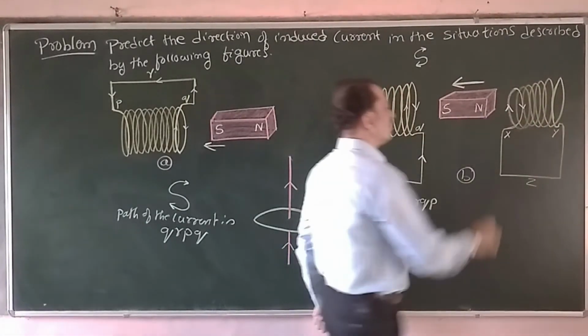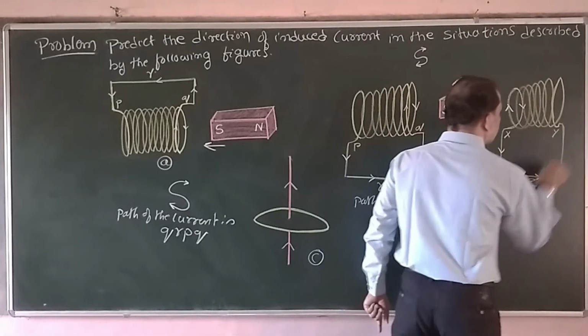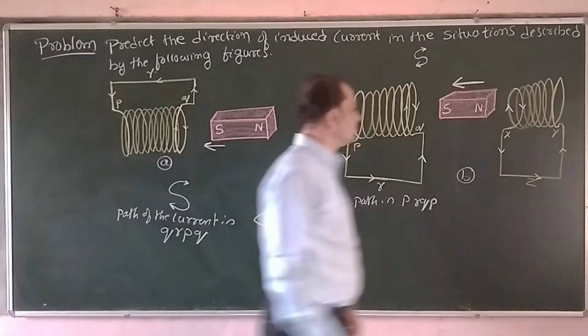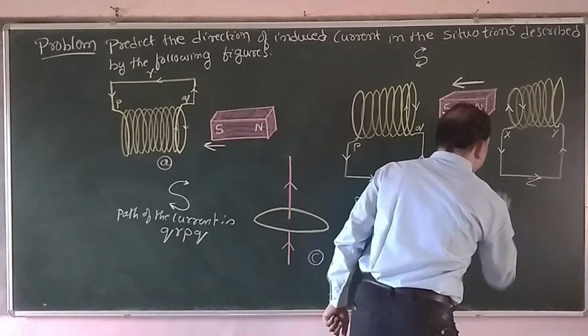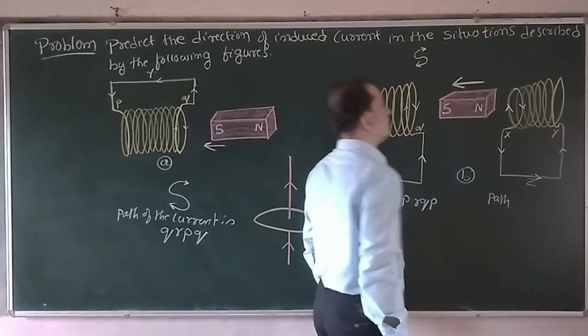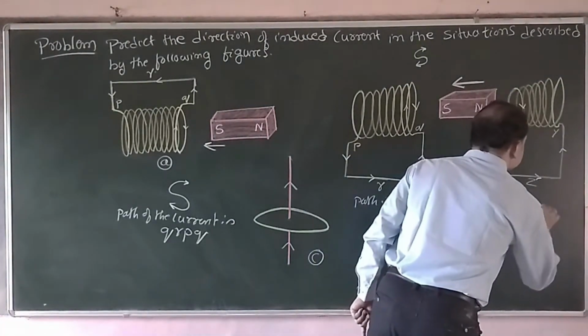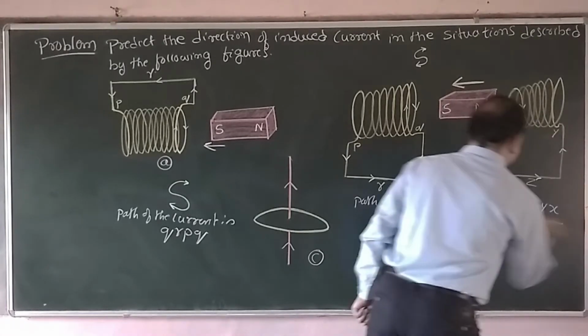Look here, therefore current has to flow along this direction. Therefore the path for the second coil is X Z Y X.